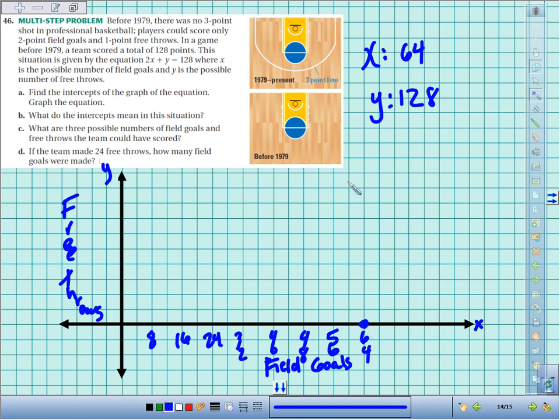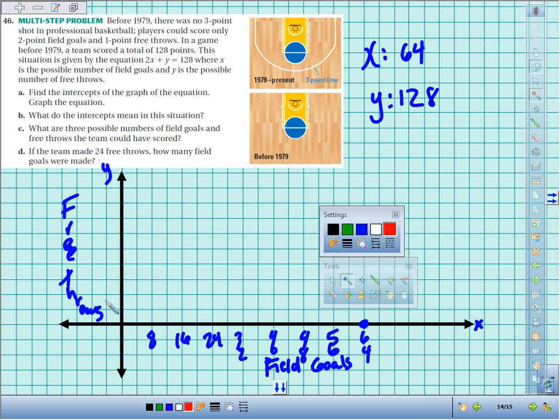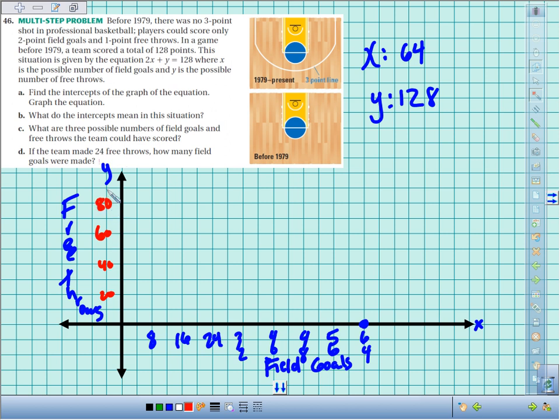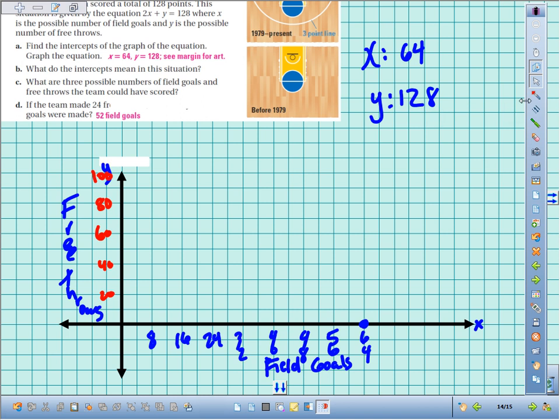My y-intercept is 128. Holy smokes. Maybe I better go by tens just to get there. 10, there's 20. Hopefully I can fit 30, 40, 50, 60, 70, 80, 90. There's 100. Oop, let's just do this. 110, there's 120. Okay, so 128 is going to be right about there.